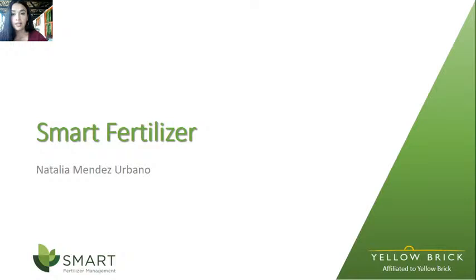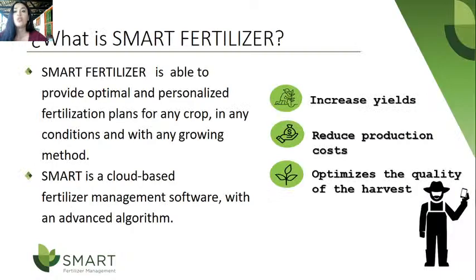For those who don't know, Smart Fertilizer is a software that is able to provide optimal and personalized fertilization for any crop in any condition and with any growing method. Smart is a cloud-based fertilizer management software with advanced algorithms. The customers who are working with us are already getting a lot of benefits. They are increasing the yields, reducing production costs, and optimizing the quality of the harvest. Those are the main goals of Smart Fertilizer.